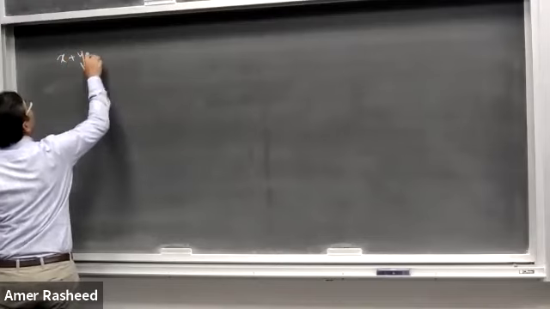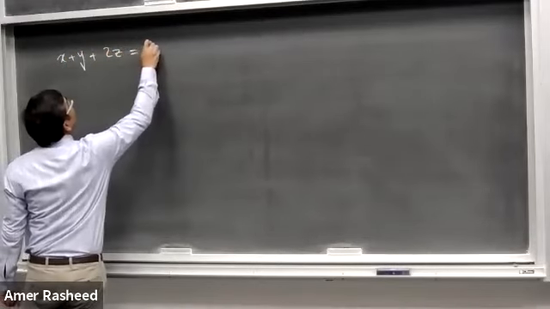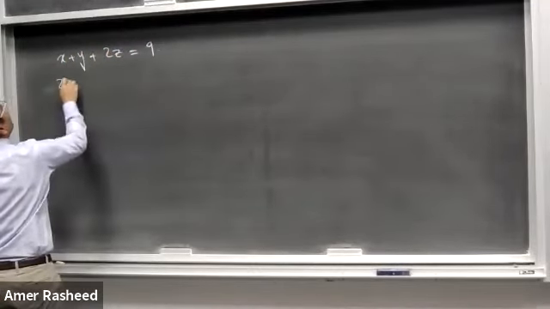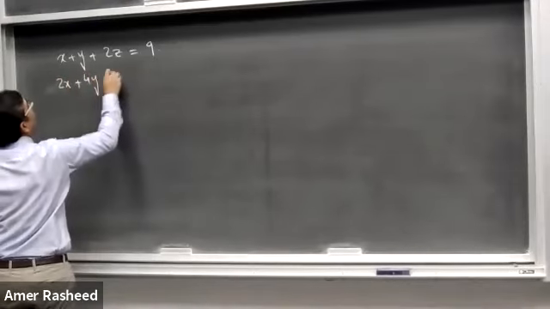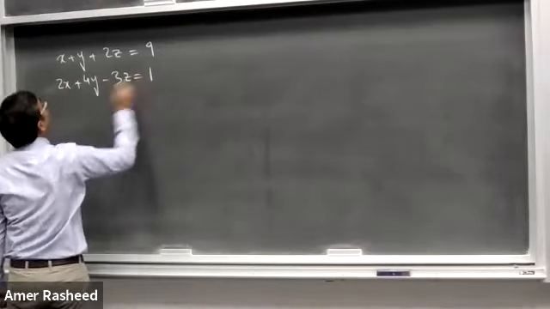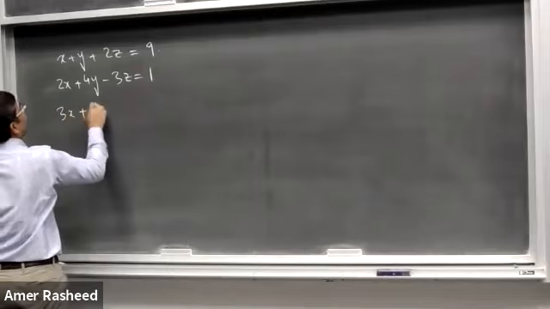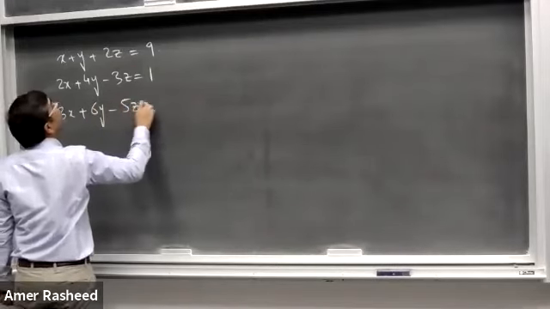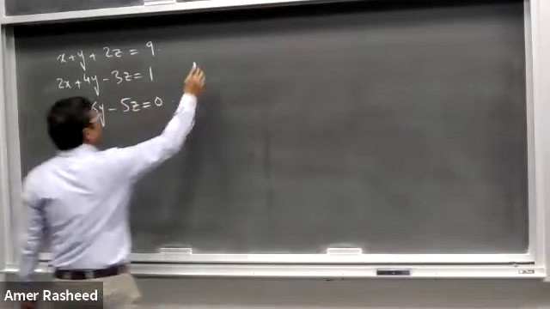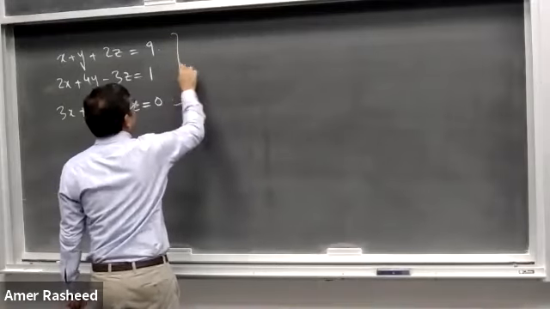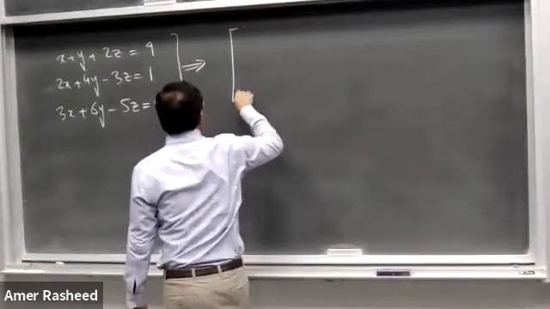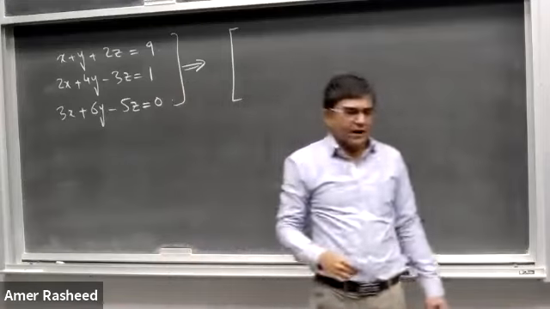x plus y plus 2z is equal to 9. 2x plus 4y minus 3z is equal to 1. 3x plus 6y minus 5z is equal to 0. Now I'm going to write here its equivalent augmented matrix. I told you already what an augmented matrix is.